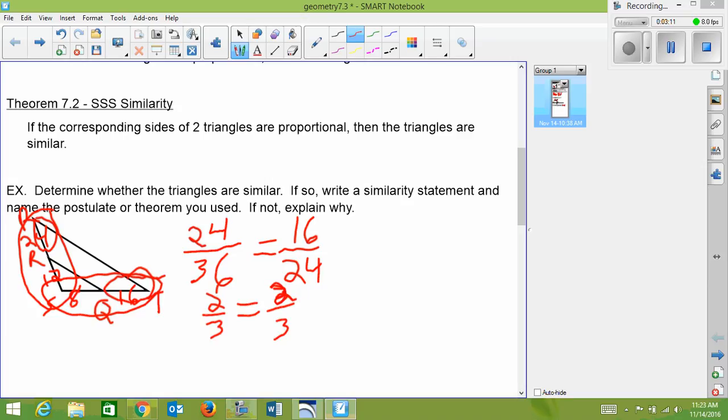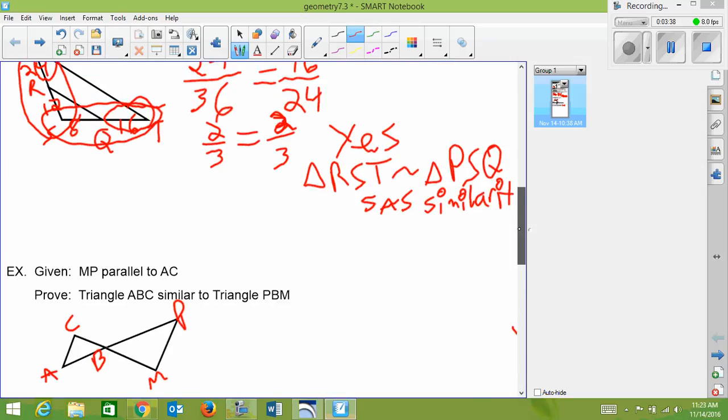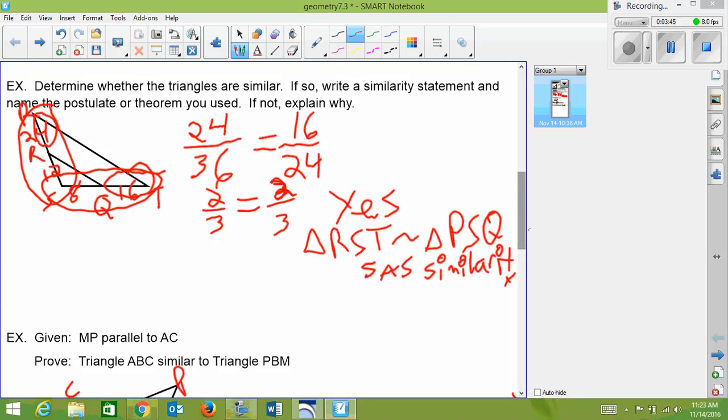And so the answer is yes, they are similar, and then I need to write a statement. So triangle RST is similar to triangle PSQ, and then it says explain why, because of SAS similarity. How do we figure out that SAS? If we go back up and look at the picture, this angle right here is going to equal this angle right here. How do you know that? Because this line right here is parallel to this one right here. And therefore you have this, side angle side similarity.